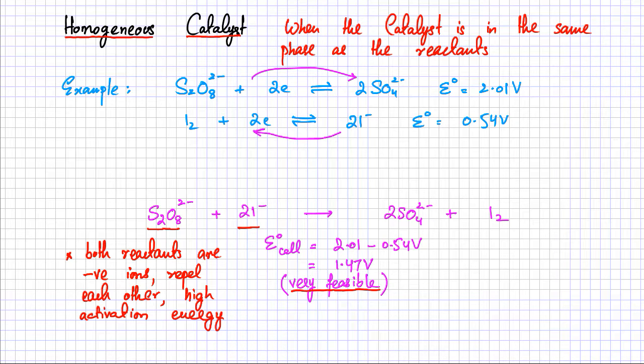So what you do is you add an Fe2 plus or an Fe3 plus catalyst to it. It could be either Fe2 plus or Fe3 plus. It could work with both of them. Once you add that, it's going to be a homogeneous catalyst because Fe2 plus or Fe3 plus would be in aqueous state. These ions, S2O8 2 minus and I minus 1, are also in aqueous state. So it's an example of a homogeneous catalyst.